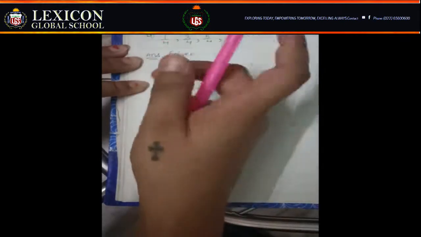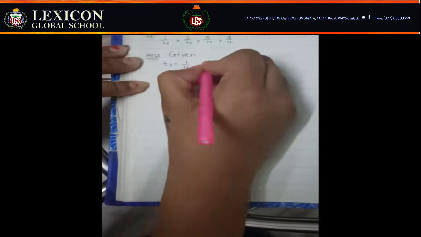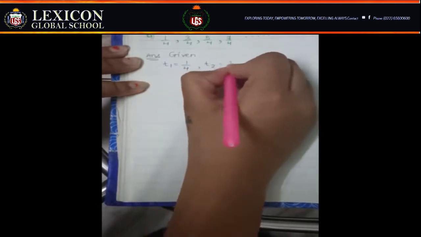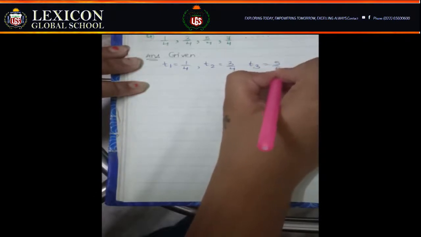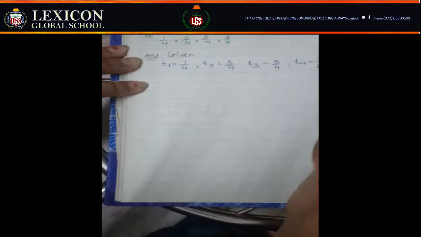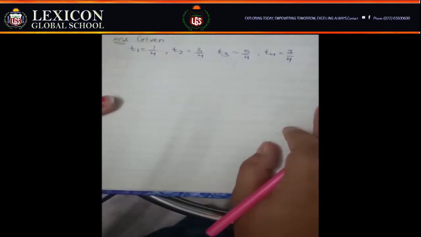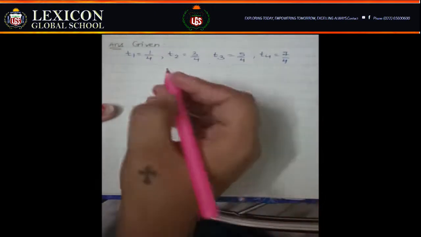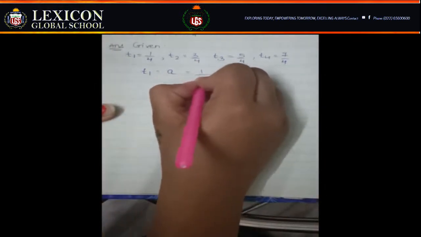So what is your T1? T1 is 1 upon 4. T2 is 3 upon 4. T3 is 5 upon 4. T4 is 7 upon 4. Okay. So now let's find out the first term and the common difference. First term T1 is also called as A, and which is 1 upon 4.